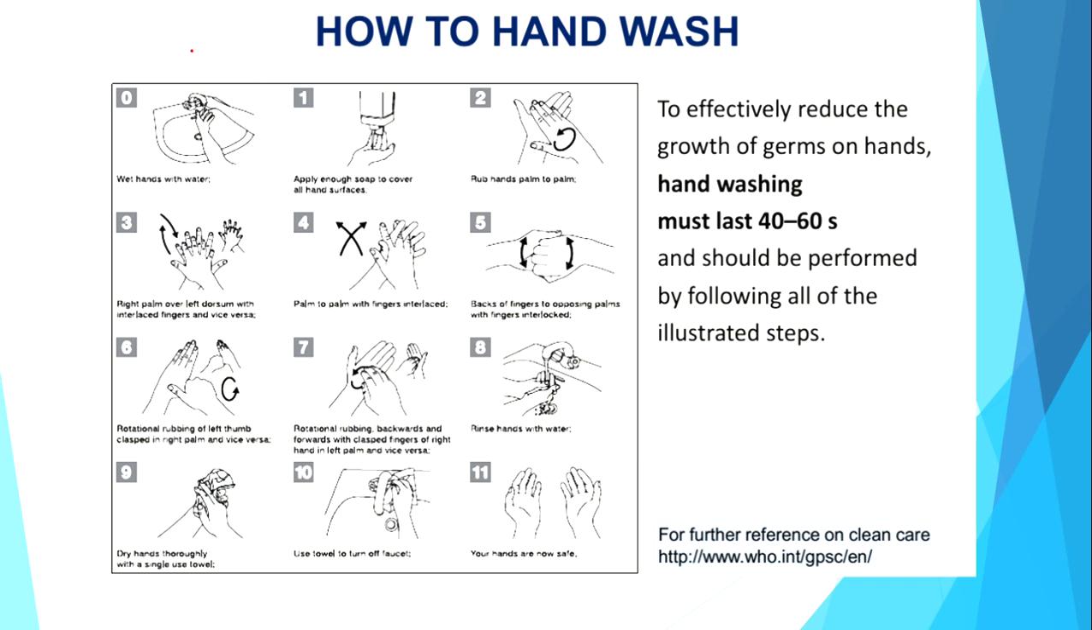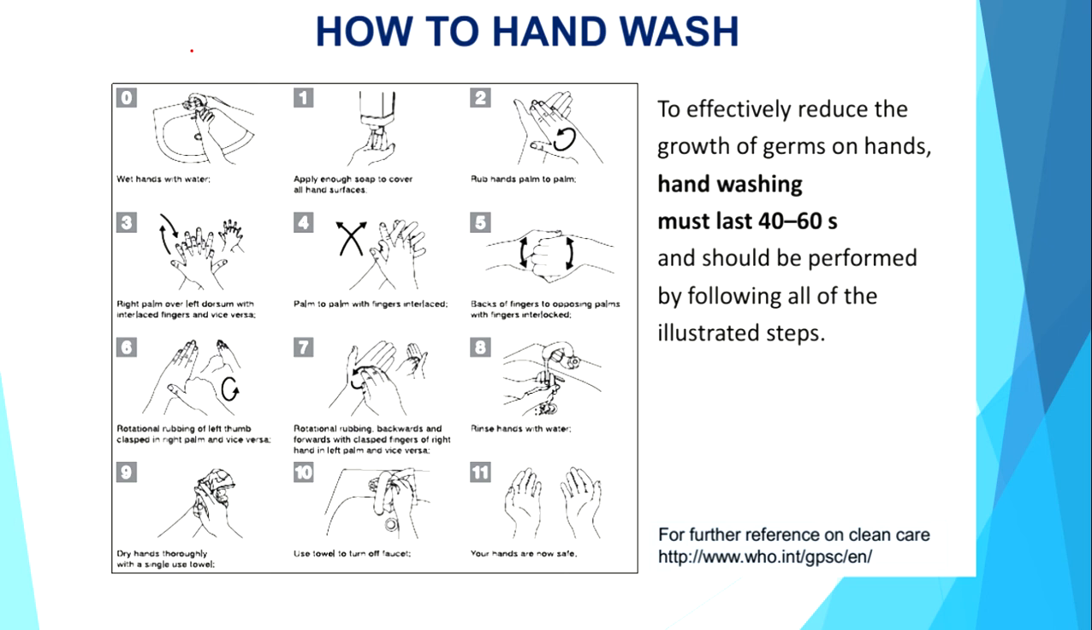Next, right palm over left dorsum with interlaced fingers and vice versa. Fourth, palm to palm with fingers interlaced. 5. Backs of fingers to opposite palms with fingers interlocked. 6. Rotational rubbing of left thumb clasped in right palm and vice versa. 7. Rotational rubbing backwards and forwards with clasped fingers of right hand in the left palm and vice versa.